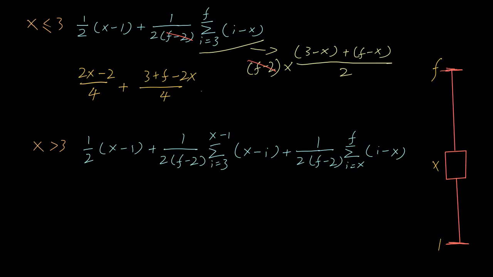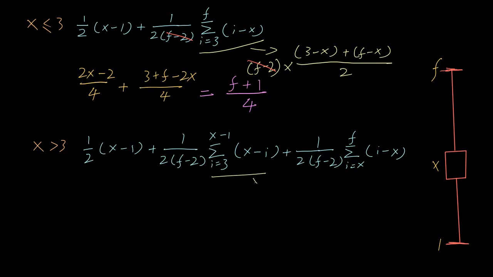And add all these up, you'll see that x doesn't really matter because the x is gone, and we can get f plus 1 over 4. So this is our answer for x less than or equal to 3. Whether x is 1 or 2 or 3 doesn't really affect the average amount of time passengers need to wait.